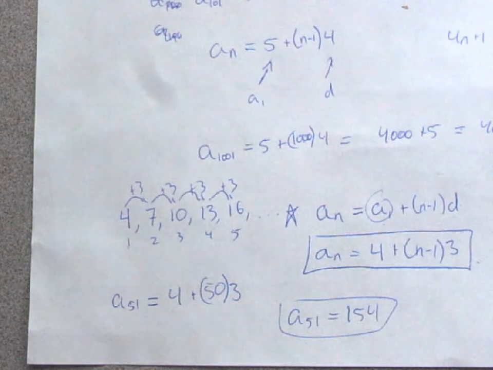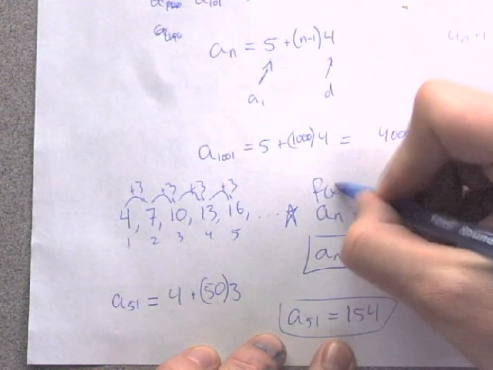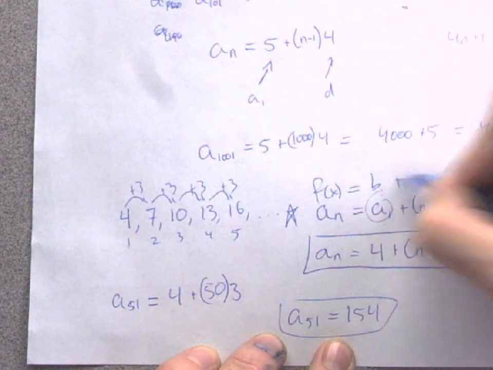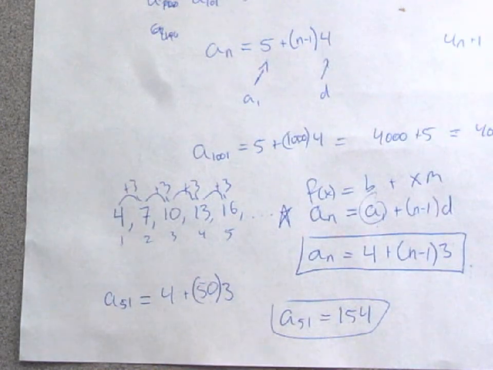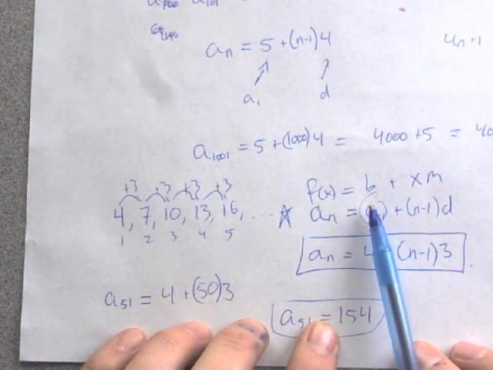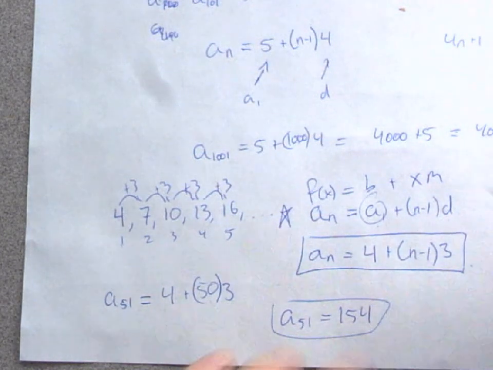Okay? So that's the deal with arithmetic sequences. They're essentially linear. If you look at this guy right here, this is kind of like f of x equals b plus x times m. I know that's kind of backwards, but it's the same as a linear function, right? Slope-intercept form, y equals mx plus b. It's just that the order is a little bit different.